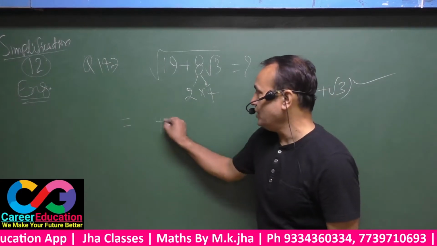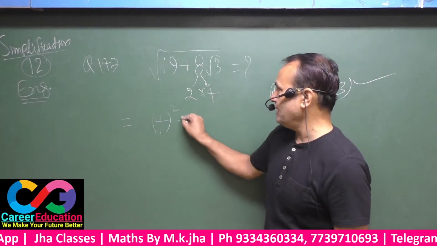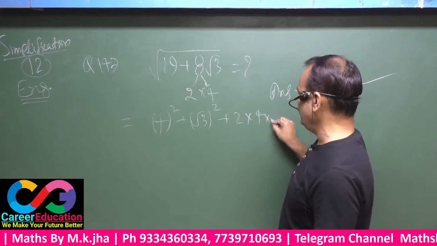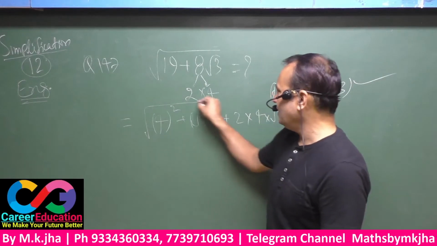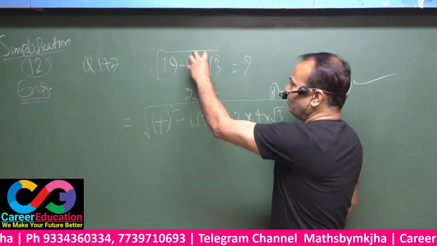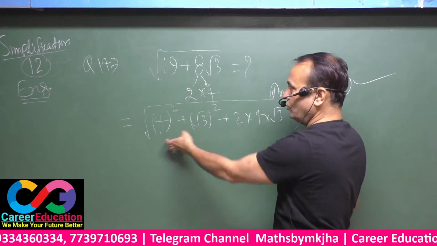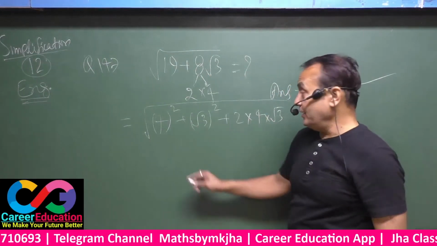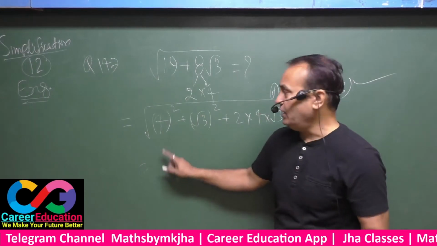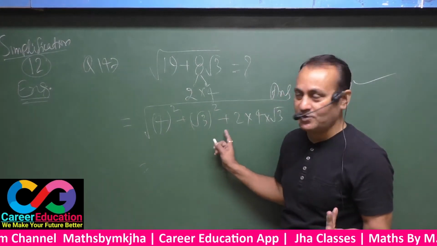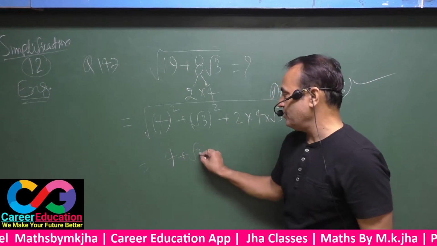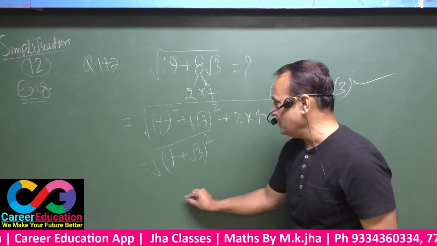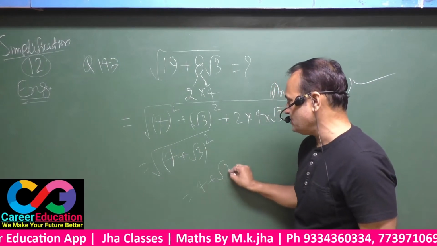That means I am writing a square plus b square plus 2ab under root. That means this can be written as 4 square plus root 3 square equals 19 plus 8 root 3. Now you see here openly, (a plus b) whole square, a square plus b square plus 2ab. That means this is (a plus b) whole square again under root. That means your answer is 4 plus root 3.